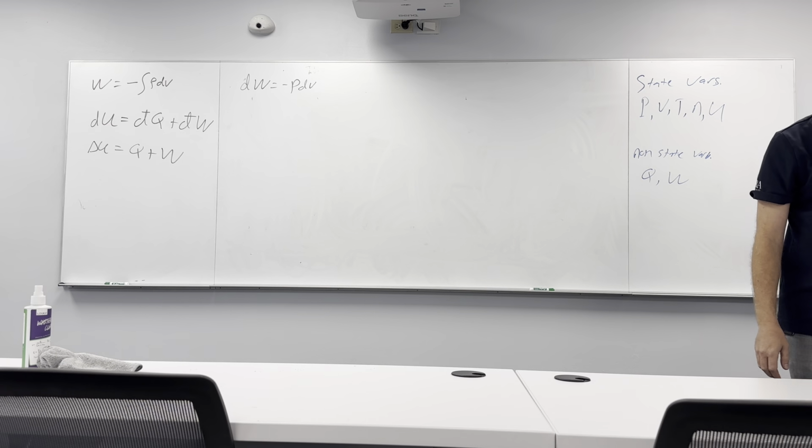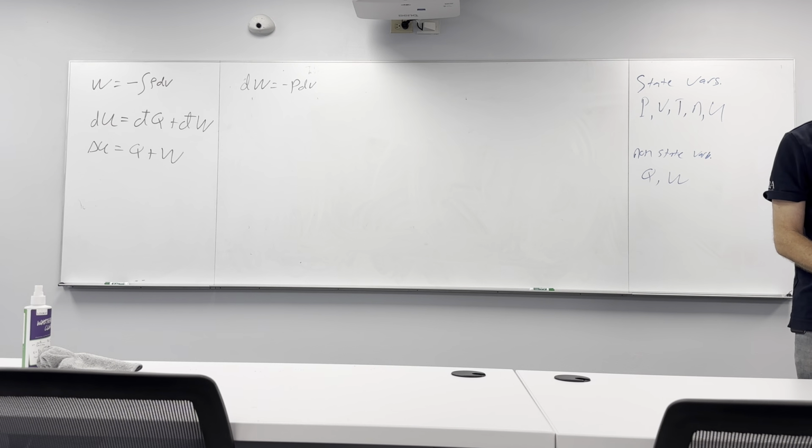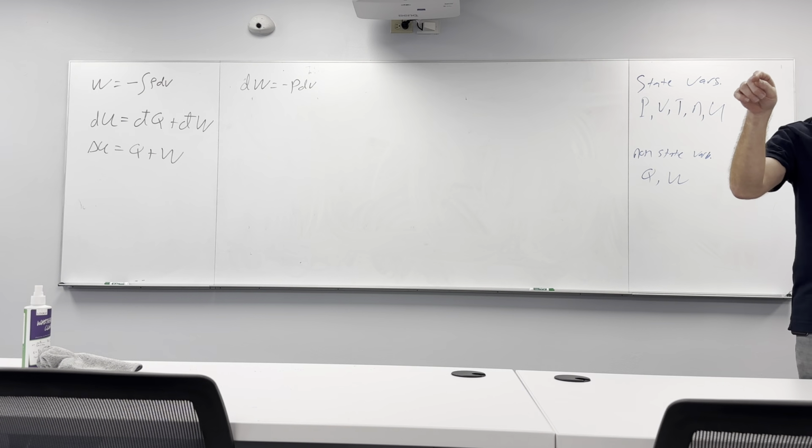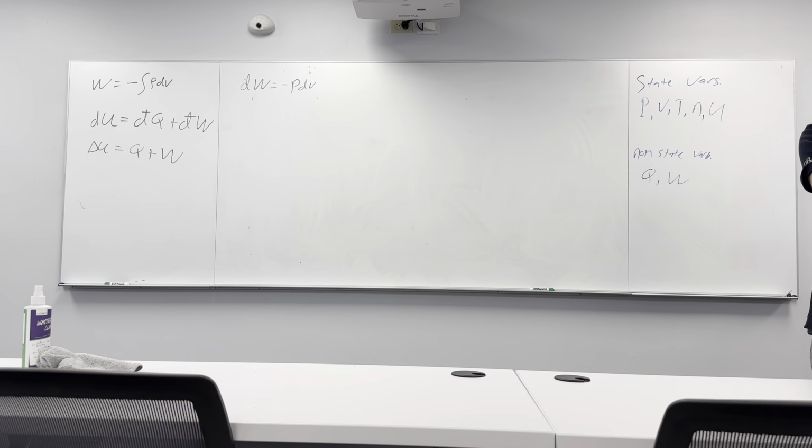Is Q specific heat or just heat? Q is heat. Specific heat was C. Q equals MC delta T, right? And we're going to look at that in a little bit.